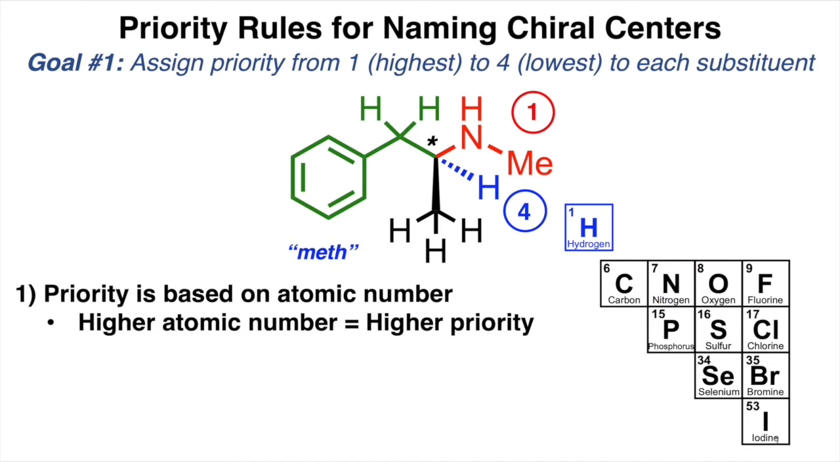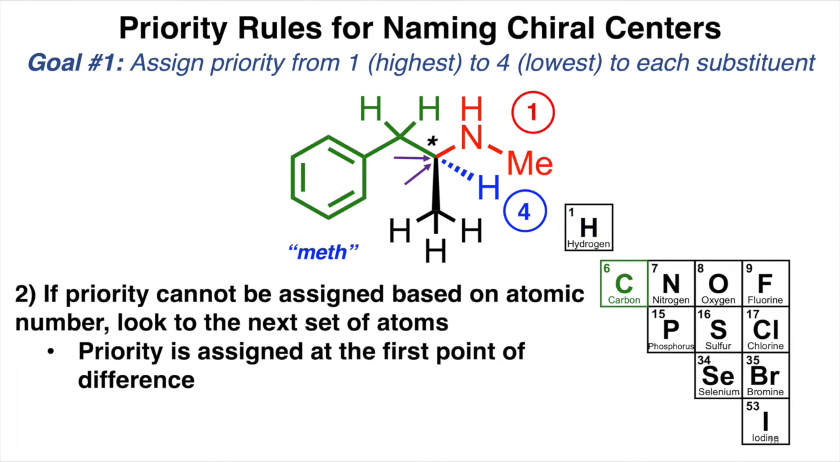And that leaves us with the benzyl substituent in green and the methyl substituent in black, both of which have a carbon atom attached to the chiral center. So if priority cannot be assigned based on atomic number, since they're of the same atom, then we're going to look to the next set of atoms, and then priority will be assigned at the first point of difference. So take a look at the purple arrows. We moved each of them to the next set of atoms, but at this point they're still both carbons. So let's move these arrows one more atom away.